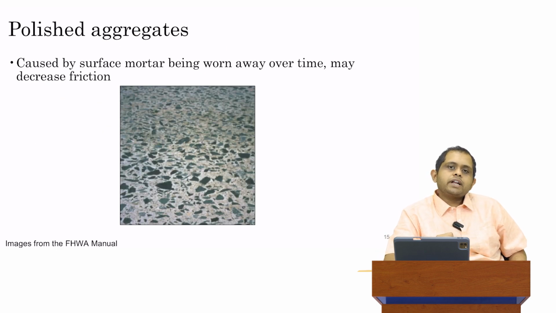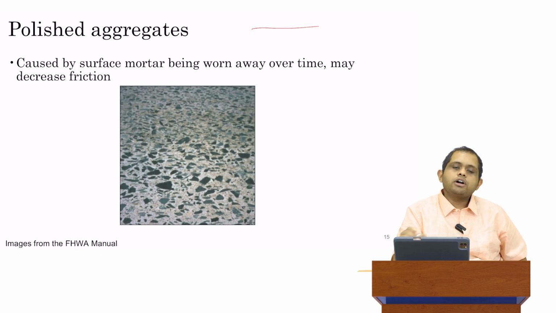Now, there is one more type of distress, which is called polished aggregates. This has absolutely nothing to do with strength. It's not even necessarily something that is a bad material. Here is what happens. You have concrete, and then over time, because a large amount of traffic is going on the concrete, there is some friction between the tire and the road. That friction will degrade the material.